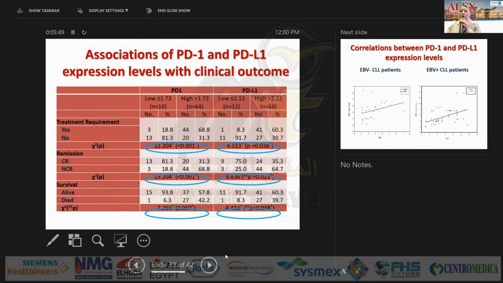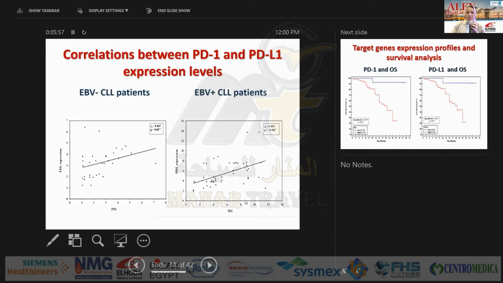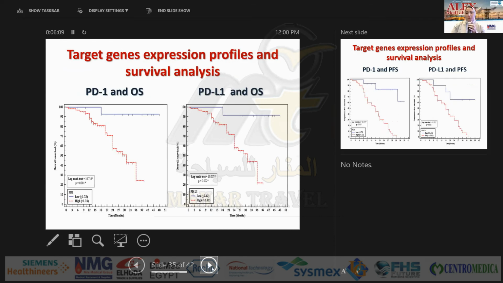High expression of both markers was associated with higher requirement for treatment, failure to achieve complete remission, and higher death rate. Both markers, PD1 and PDL1, were significantly positively correlated together in CLL patients as a whole and in the Epstein-Barr virus negative and positive subcategories.